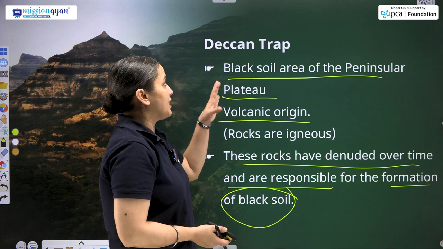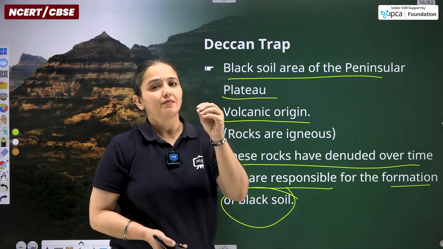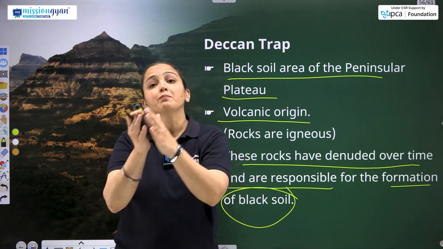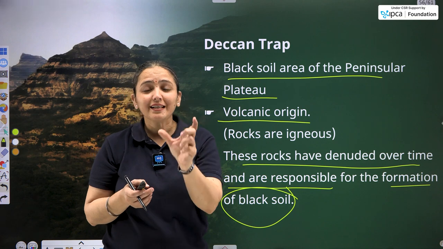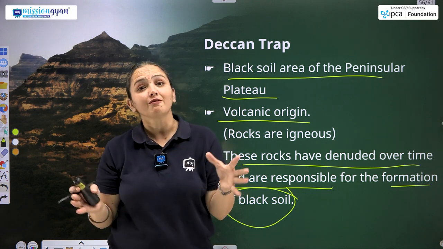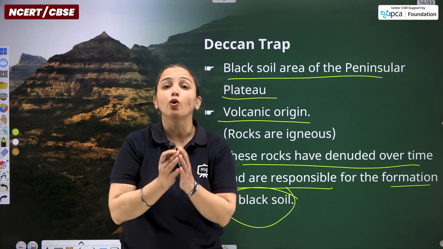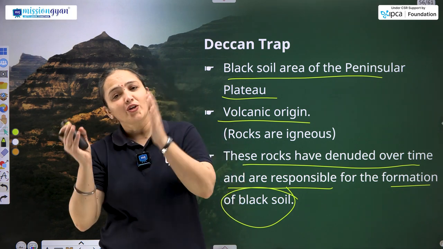If we talk about the Deccan Trap, we are prominently talking about the western part, and in particular Gujarat and Maharashtra. These two states have an abundance of black soil that is very good for the cultivation of cotton. Hence, black soil is also known as cotton soil.